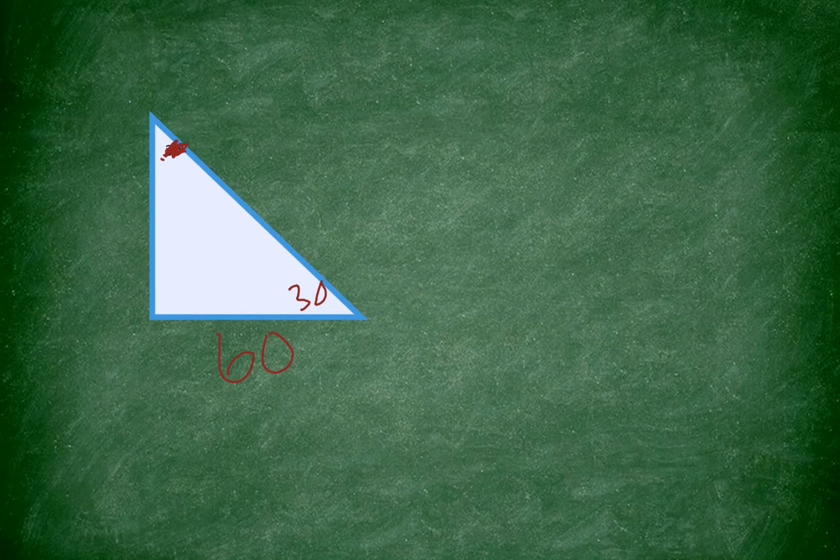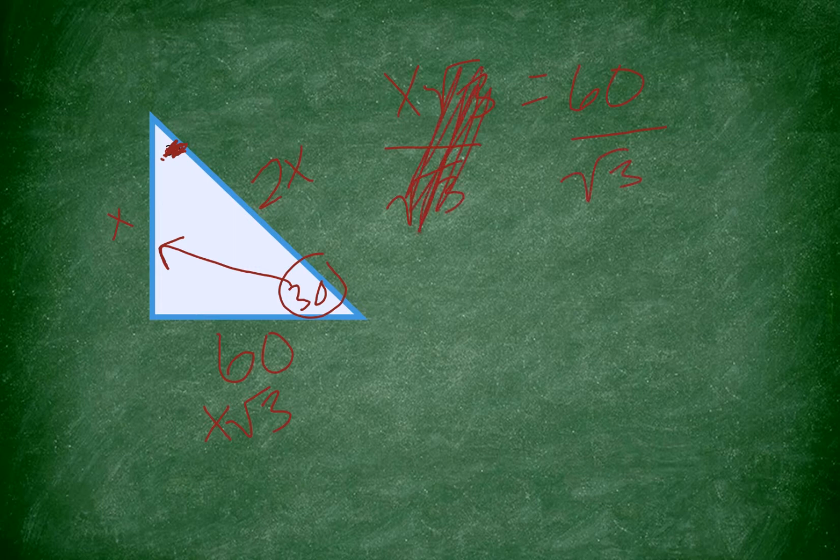Okay, so when I have a problem like this, I start by circling the 30 degree angle and identifying which side is going to be my x. So that's my x, which means the hypotenuse is going to be 2x, and the one across from my 60 degree angle is going to be x square root 3. So if I want to solve for x, I've got to set up the equation x square root 3 equals 60.